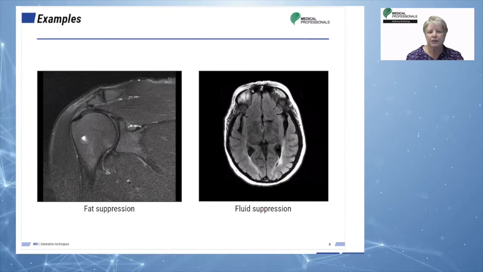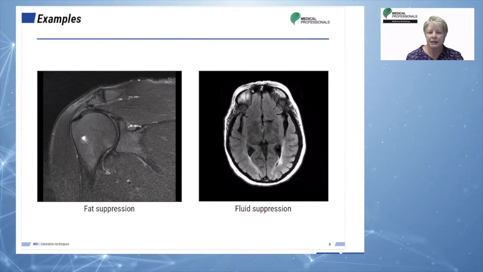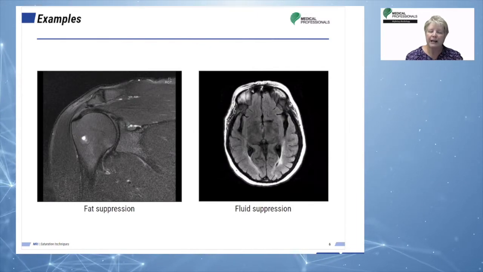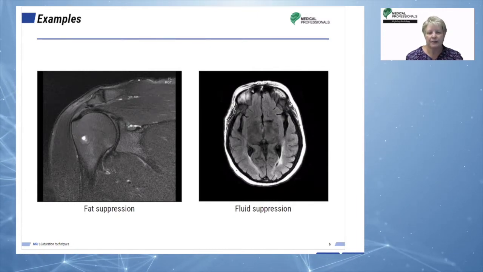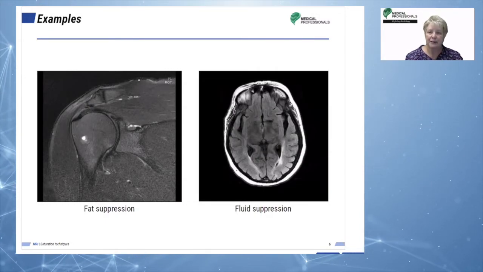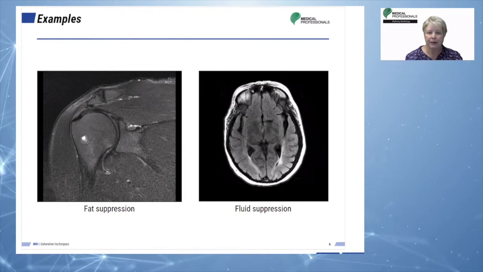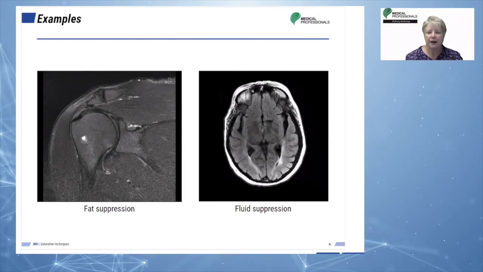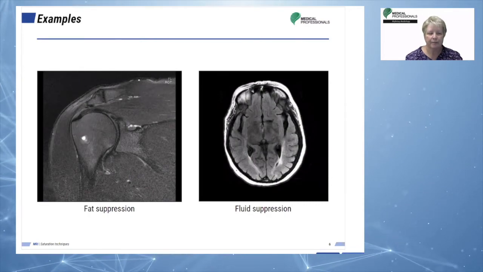The second image is the brain. This sequence is utilizing water or fluid suppression. The brain has a lot of fluid content. This fluid can hide small pathologies. By suppressing the bright signal from the fluid, we can see the signal from smaller pathology that might otherwise be hidden.